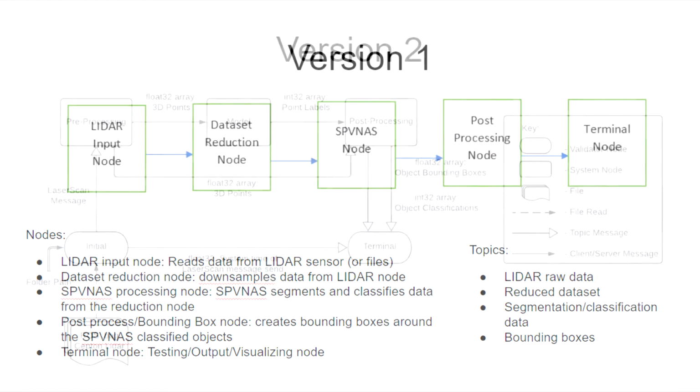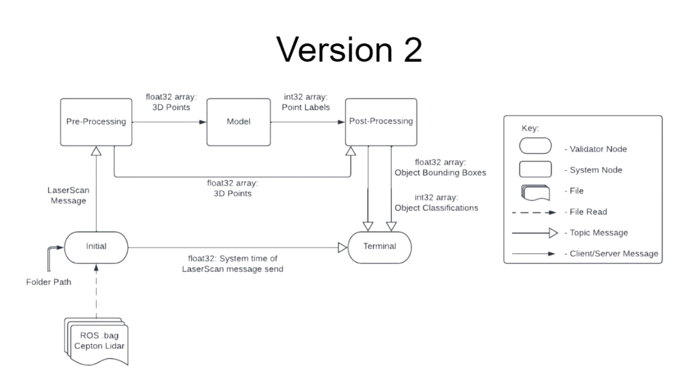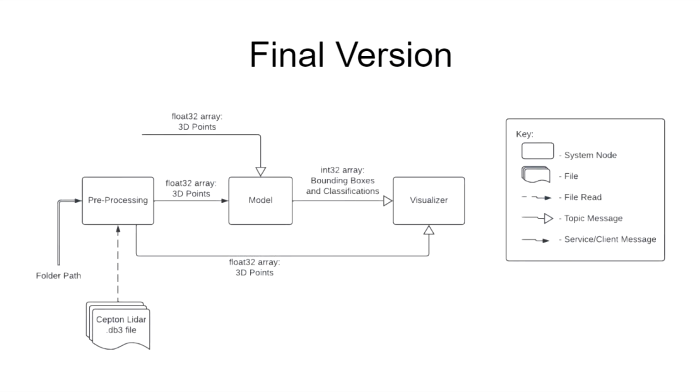We later made modifications to this design by adding service-client communication between nodes so that slower, computationally intensive nodes like the SPV-NOS and post-processing nodes would request data on a by-demand basis. Our final version streamlined the initial process by combining the functionality of the initial LIDAR and pre-processing nodes, as well as combining the SPV-NOS and post-processing nodes into the model node. The terminal node was also repurposed as the visualizer node, which presented the processed point cloud and bounding box data as a series of images which could be understood by the user.